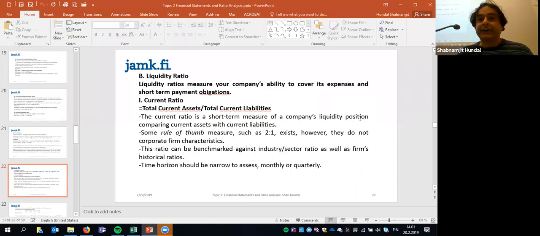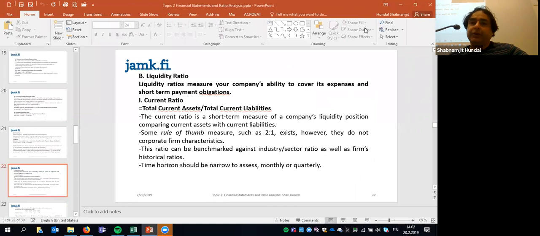The next category of ratio is liquidity. Liquidity means how liquid your company is. Okay, so we have some additional ratios. You can even call the cash cycle a liquidity ratio, but it is more like an efficiency ratio. A company which is more efficient has a smaller cash cycle. But you can also link it with liquidity.